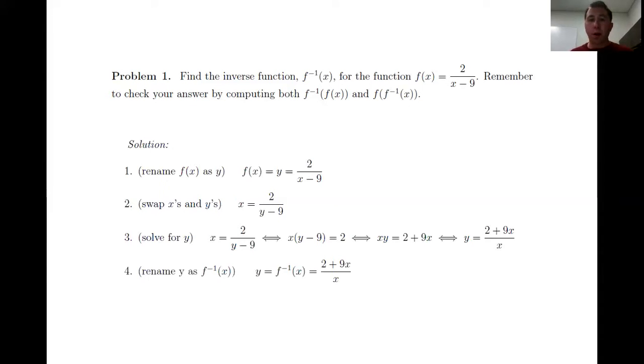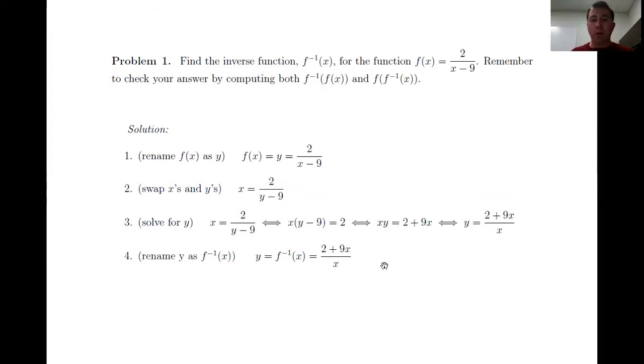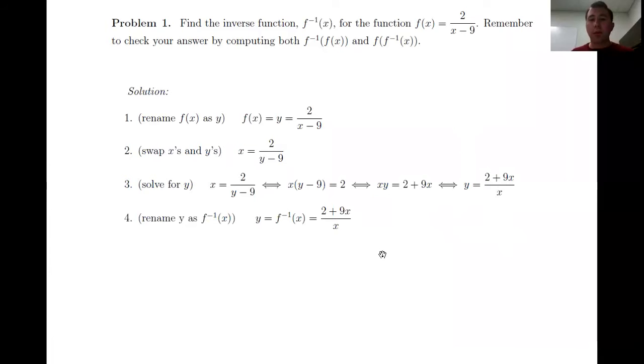Step 4, well, we've found the inverse. Whatever you find for y in step 3, you're just going to call it f inverse of x. So y equals f inverse equals 2 plus 9x all over x.